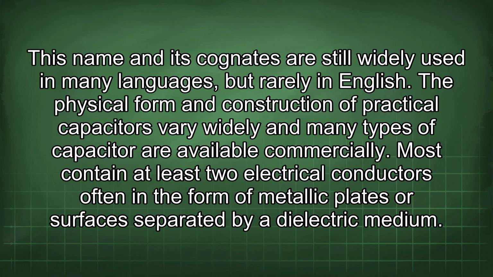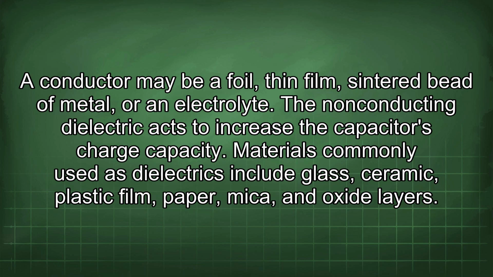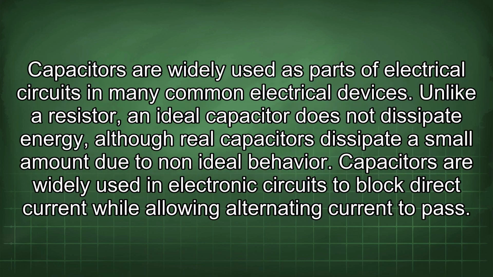The physical form and construction of practical capacitors vary widely, and many types of capacitor are available commercially. Most contain at least two electrical conductors, often in the form of metallic plates or surfaces separated by a dielectric medium. A conductor may be a foil, thin film, sintered bead of metal, or an electrolyte. The non-conducting dielectric acts to increase the capacitor's charge capacity. Materials commonly used as dielectrics include glass, ceramic, plastic film, paper, mica, and oxide layers. Capacitors are widely used as parts of electrical circuits in many common electrical devices.